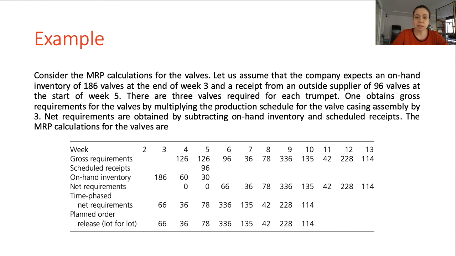This was a simple example to show you the MRP calculations for a product with a simple bill of materials. And in this example, we used a lot for lot production plan. And as I mentioned before, in fact, this production plan is not optimal for most problems. Now I will introduce you to some other production plans to determine the lot sizes.